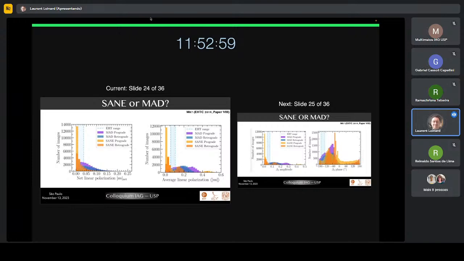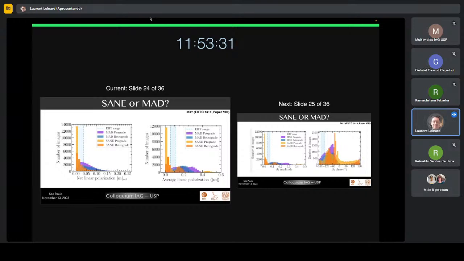Those are histograms for each of these two categories of models, what you would expect, for instance, in terms of linear polarization. As you can see, the SANE models produce fairly low net linear polarization, whereas the MAD models produce larger linear polarization. It makes sense because they are more magnetic, they have higher magnetic fields. Right? And in terms of this image average polarization, these are the histograms.